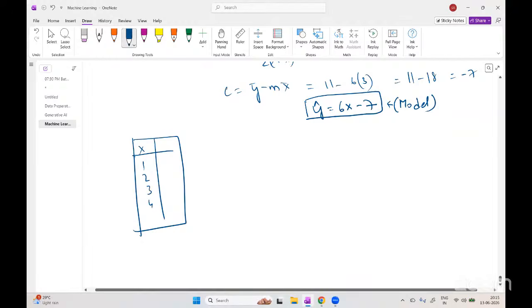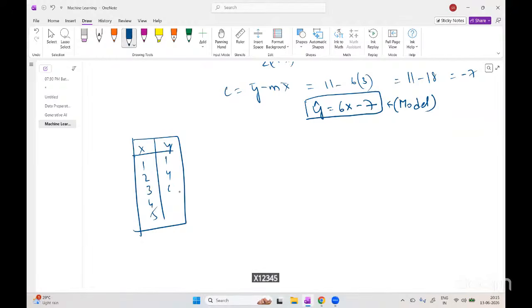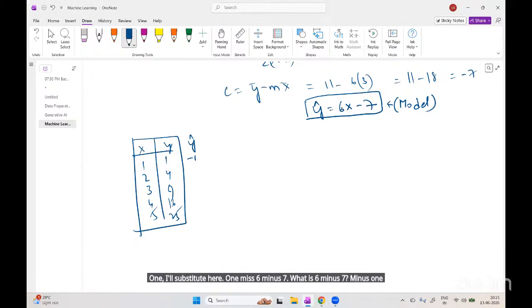X is 1, 2, 3, 4, 5. Y is 1, 4, 9, 16, 25. Now, I will substitute 1 here: 6 minus 7, which is minus 1. For 2, that is 12 minus 7, which is 5. For 3, that means 18, and 18 minus 7 is 11. Next, 24 minus 7 is 17. Then 30 minus 7 is 23. So the predicted values are minus 1, 5, 11, 17, 23.